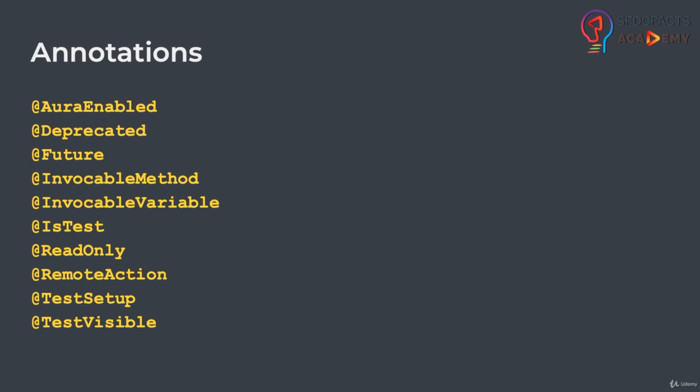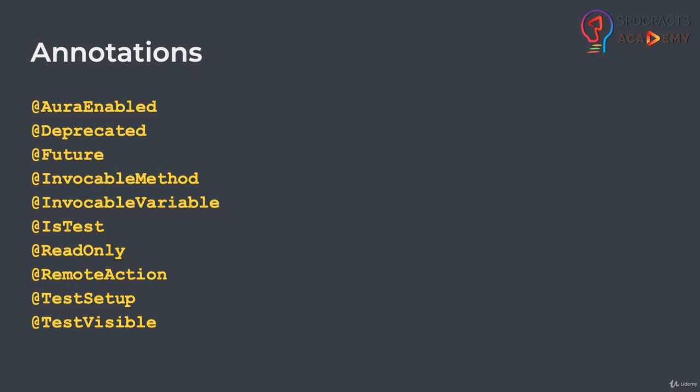Then we have InvocableMethod. So this method can be called from the process builders or visual flows, and like that we have a number of other annotations as well, like isTest, testSetup, and the purpose of each of these annotations is different. And as and when we move in this course, we'll explore a few of these annotations.